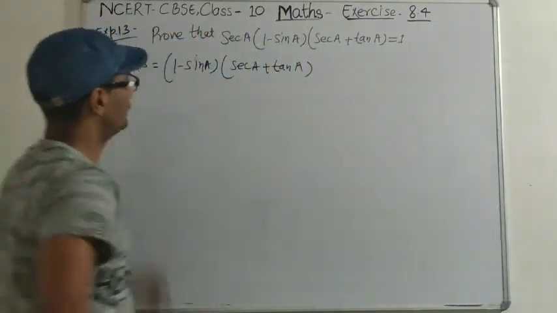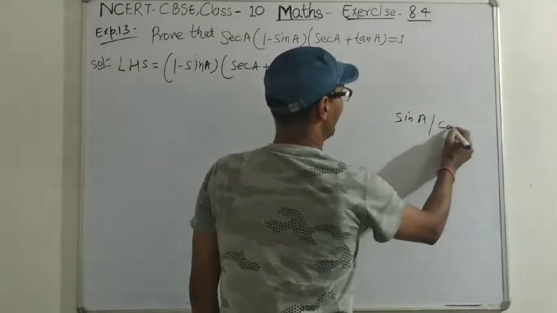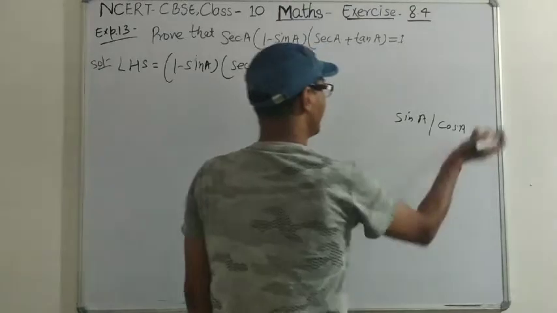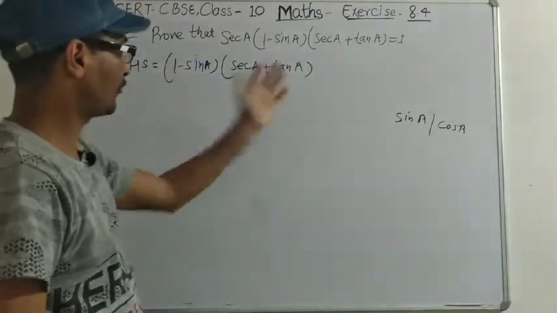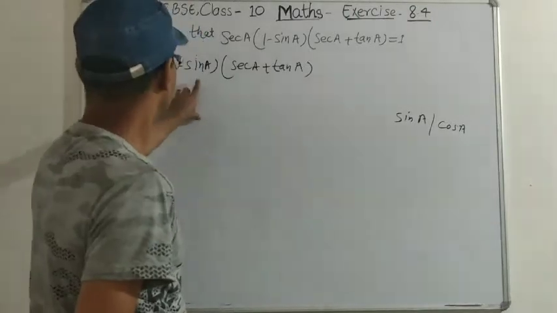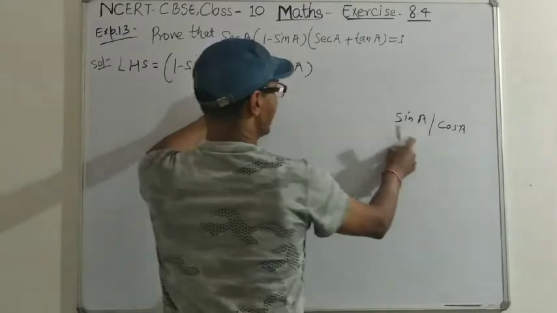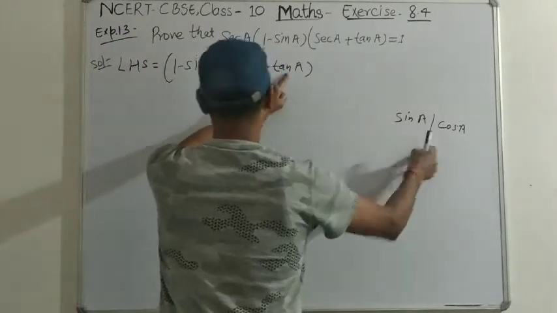So first, try to convert always in terms of sin a and cos a. If sin is there, you don't need to change sin, and cos a also doesn't need to be changed. But if other terms are coming, suppose here sin a, no need to change. Here sec a, try to change in sin and cos. Here tan a, change also in sin and cos.